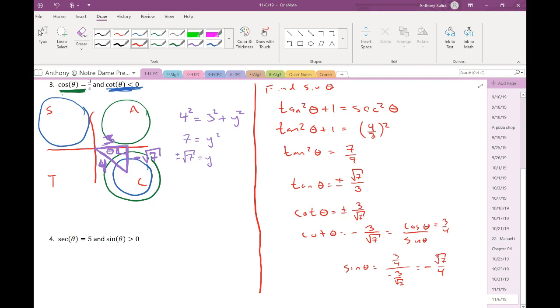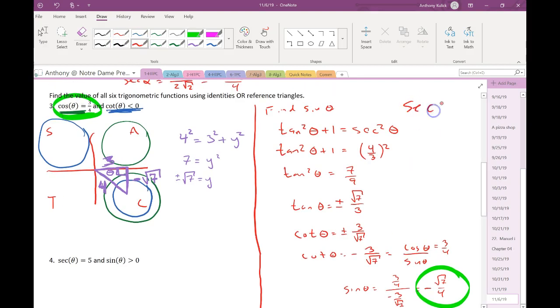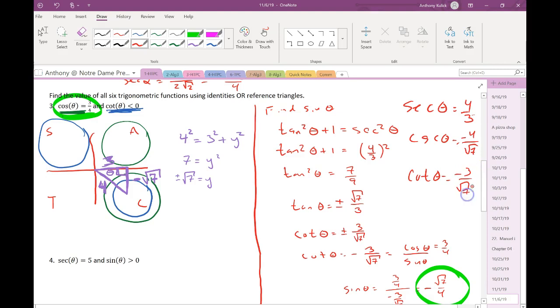So now that I have an answer for cosine and an answer for sine, I can build everything else out of there, right? So secant we know is 4/3, right? Cosecant we know is -4 over square root 7. You have to rationalize, but whatever, no big deal. Cotangent we figured out along the way as -3 over square root 7. Tangent we also figured out along the way, which is -7 over square root 7/3, and we're done.